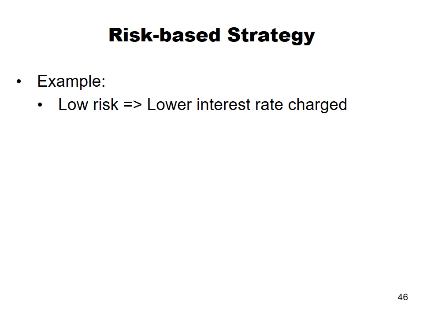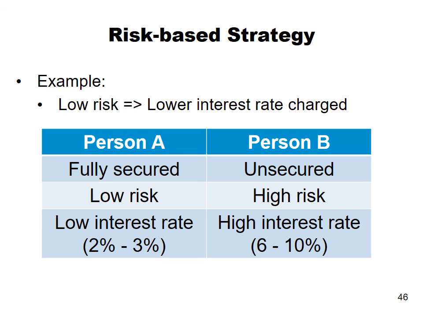Example. A low-risk customer will be charged a lower interest rate. Look at person A and B. Person A is fully secured, low risk. As a result, you charge a lower interest rate, at 2 to 3%. Person B is highly unsecured and possesses high risk from the bank's perspective. So they will be charged a high interest rate, for example, 6 to 10%. So each individual person will pay their own individual pricing, and the bank will assess each person differently.